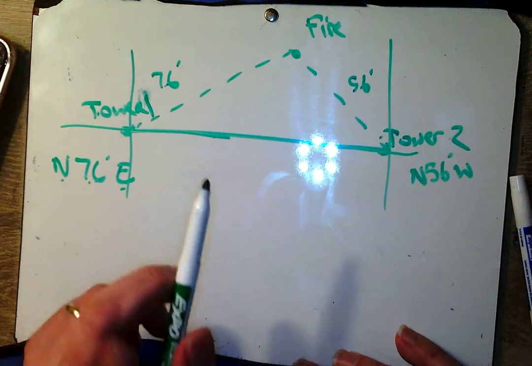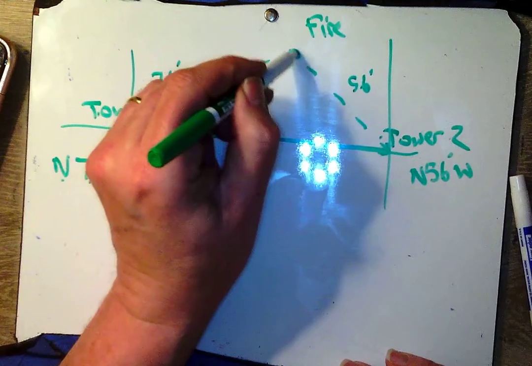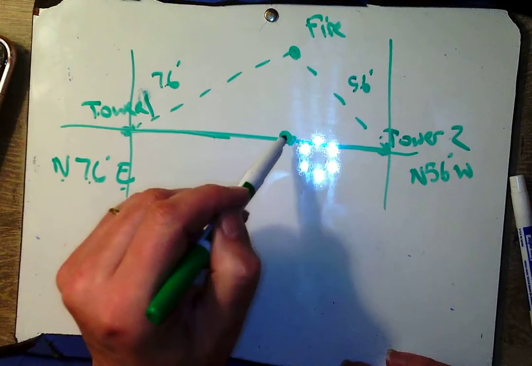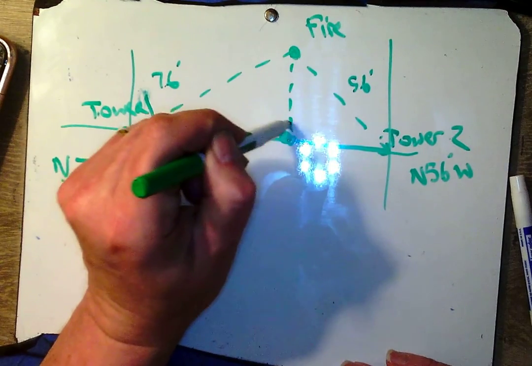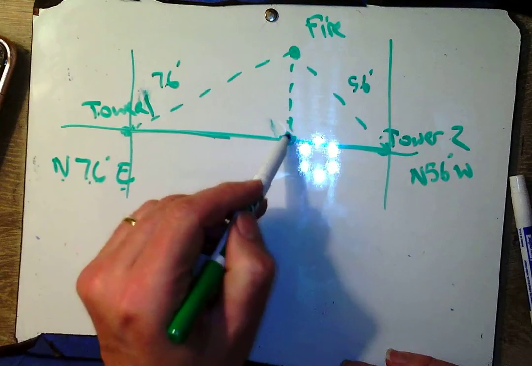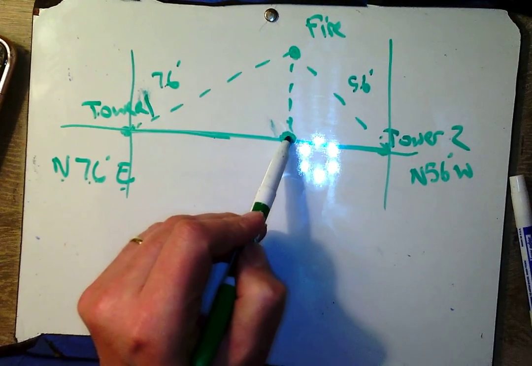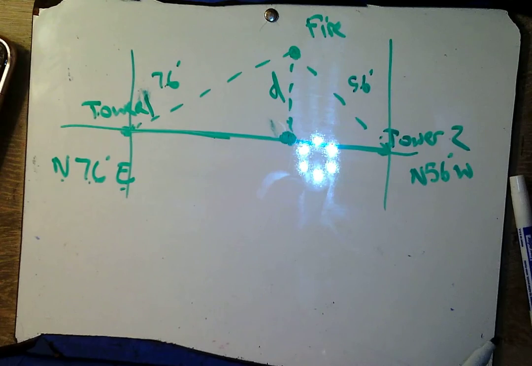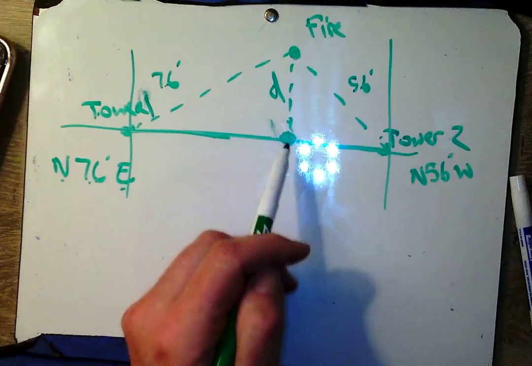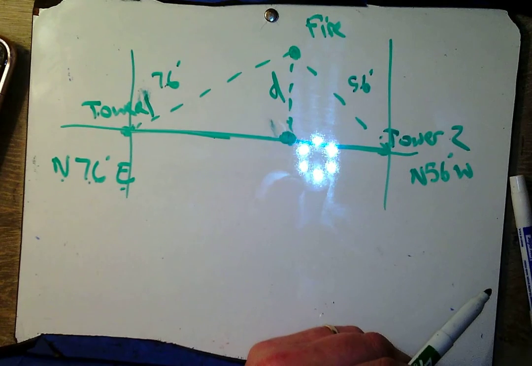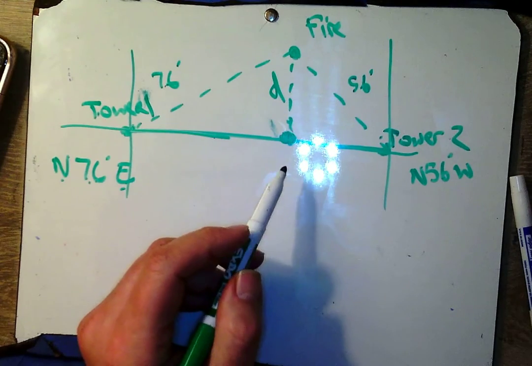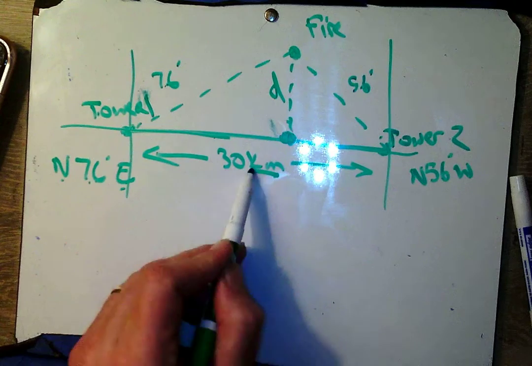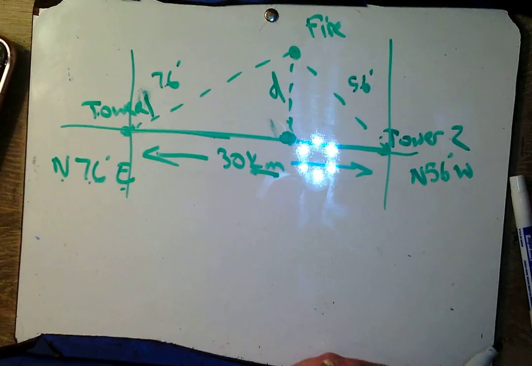76 degrees. Well, here's our question. There's the fire. There's the road between the two towers. The shortest distance is along that perpendicular. So we have the hot shots here, and we want the shortest distance for them to go. Let's call that D. And they'd like to know, how far is it to hike in to go fight that fire? This road is 30 kilometers. And we'd like to find D.